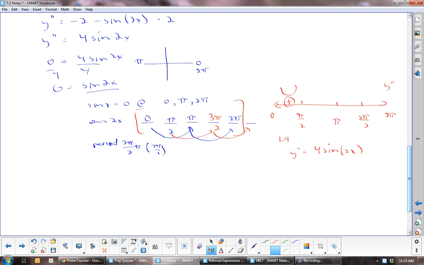Okay, and positive is happy. Okay, and this one I tried 1.7. Just everybody try 1.7. Okay, and so I think people's calculators are working for them. So this will give you a concave up like this and concave down like this.